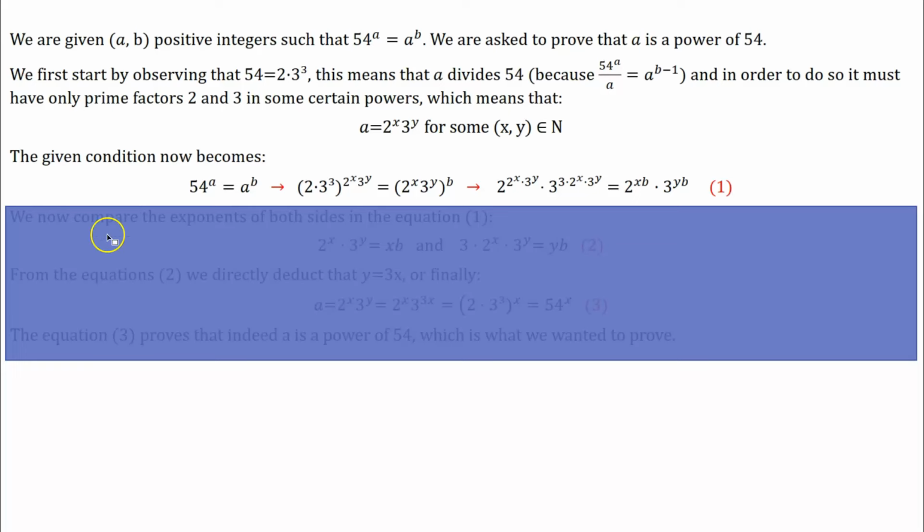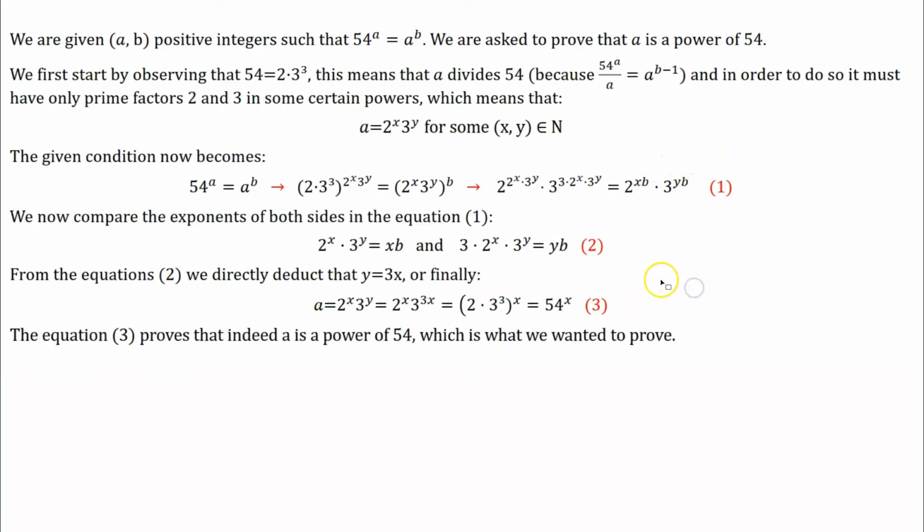Now, if we do some simple calculations on both sides, we will get that 2 to the power x times 3 to the power epsilon, times 3 to the power 3 times 2 to the power x times 3 to the power epsilon, is equal to 2 to the power xb times 3 to the power epsilon b. So we can now, in equation number 1, compare the exponents on both sides for both factors, because in order to have equality, the exponents of these prime factors should be equal to each other.